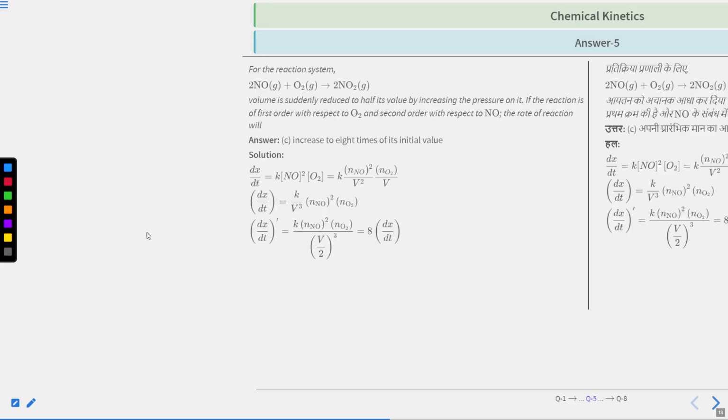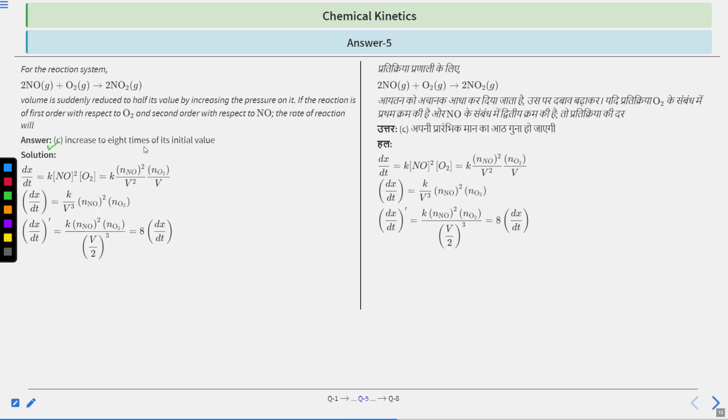Okay, let's see. The correct answer is option C, that is increase to 8 times of its initial value. If you write the rate expression, it will be dx by dt is equal to K times [NO] whole square [O2], right? We write this with the use of the reaction system given in the question. [NO] whole square because 2 is the stoichiometric coefficient present with the NO in the reaction, and O2 will be coming out as [O2] because no stoichiometric coefficient is present. It is 1, so basically the power will be 1, and the rate equation will be this.